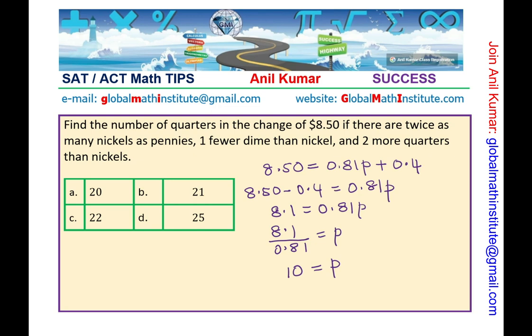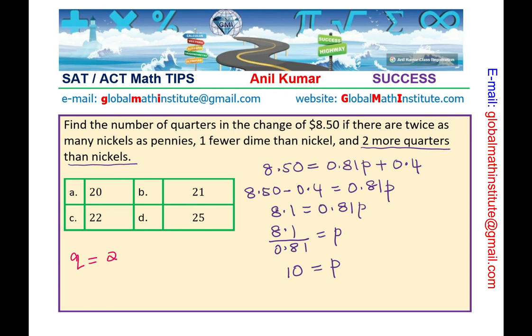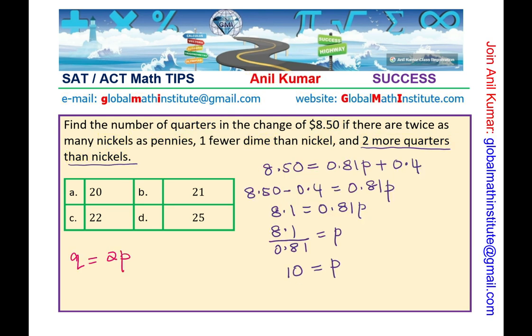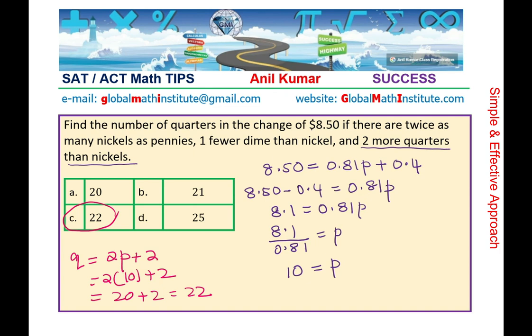We have two more quarters than nickels. So the number of quarters is how many? Quarters is 2p plus 2. So 2 times p plus 2, which is equal to 2 times 10 plus 2, and that is equal to 20 plus 2, or 22. Clear? So option C is the right option for us. So that is how we are going to solve this particular question.